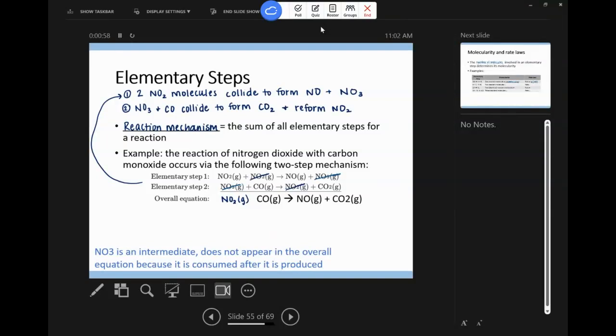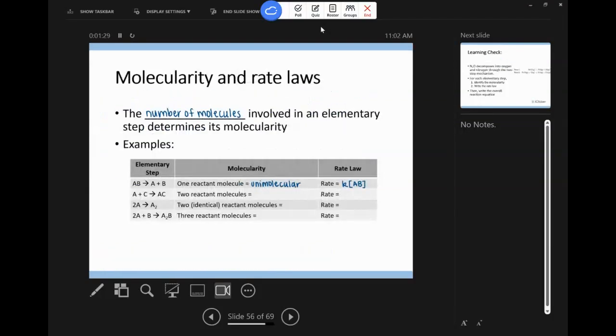So we looked at this example where this overall reaction, nitrogen dioxide and carbon monoxide, produces nitrogen monoxide and carbon dioxide. And this occurs through two elementary steps. The first one produces one of the products, NO, and it produces an intermediate. We call this an intermediate because it's used up in the next reaction, and then we produce the final product. And so we can use elementary steps of an overall reaction to determine its rate.